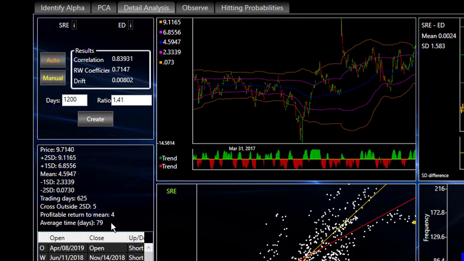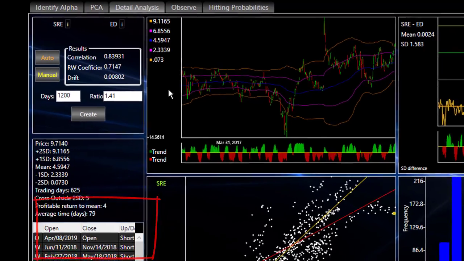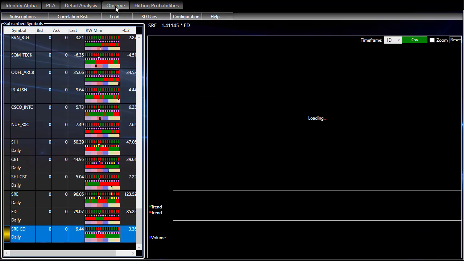It's got a perfect track record, right? It's been outside the second standard deviation 5 times, and each time it's returned to the mean profitably. The fifth one is the one that's currently open, which of course we would like to make a little money with. So I've already added it to the observe page. Let's go take a look at it over there.